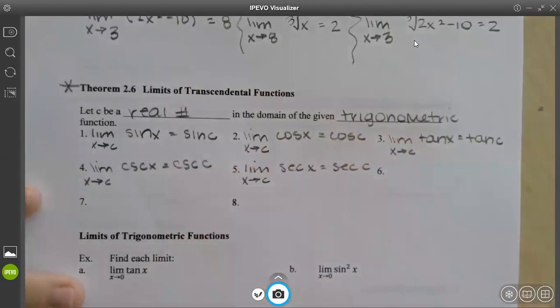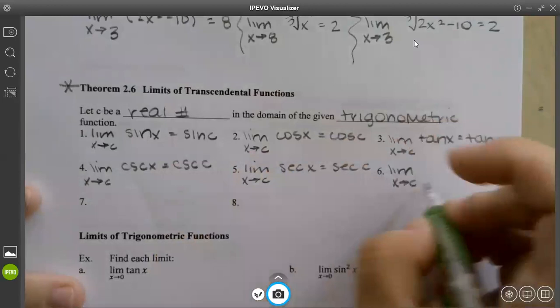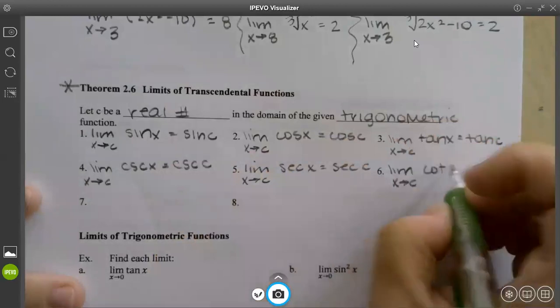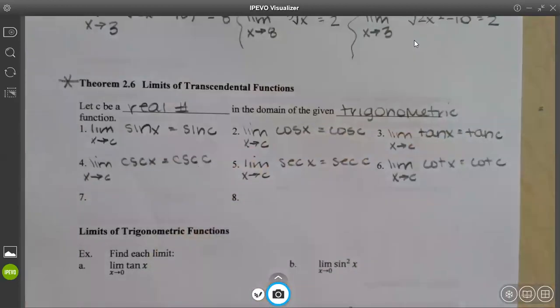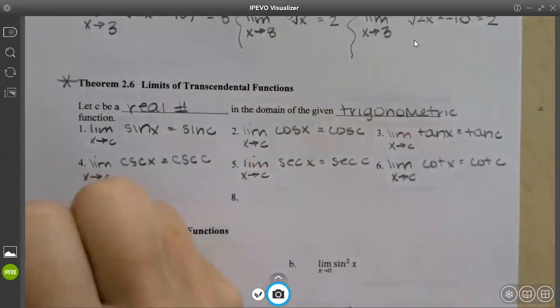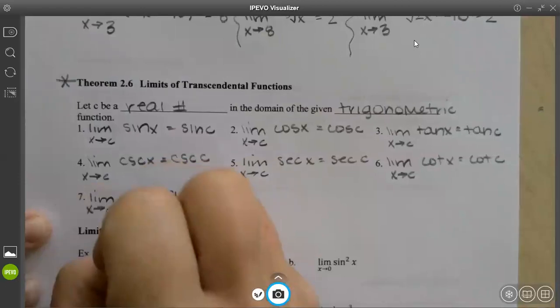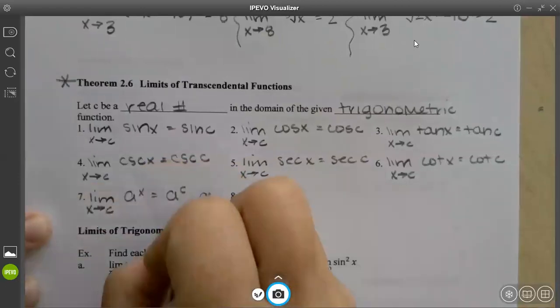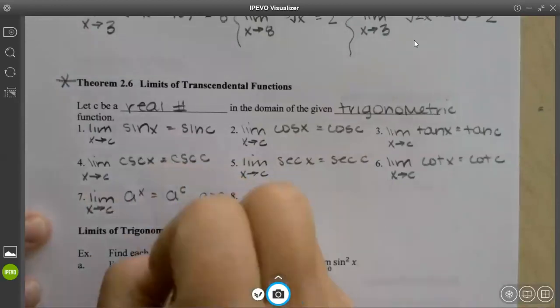And again, it's just direct substitution. Cotan. So again, still direct substitution. And then the last two, still the same thing, direct substitution. Limit as x approaches c of a to the x would be a to the c. And that a greater than 0 just means that it's positive. A has to be positive.